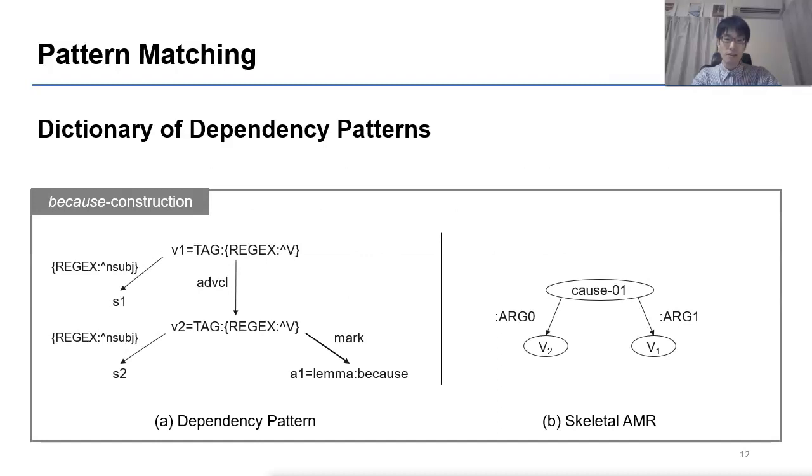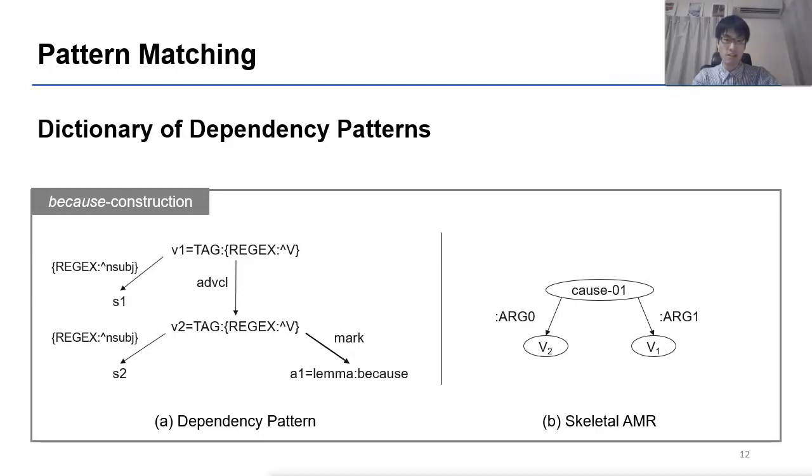The dependency pattern in A describes the simplest type of structure in our dictionary. The nodes that are represented as variables S1 and V1 capture a predicate and its argument in a matrix clause, whereas S2 and V2 capture a subordinate clause.